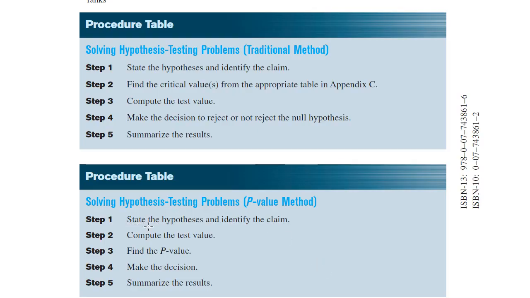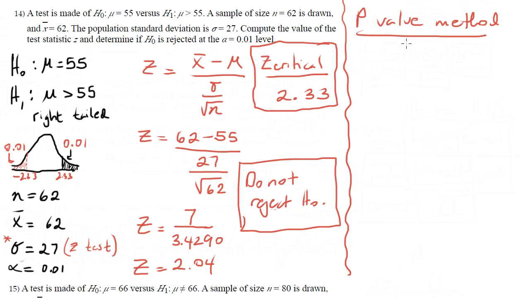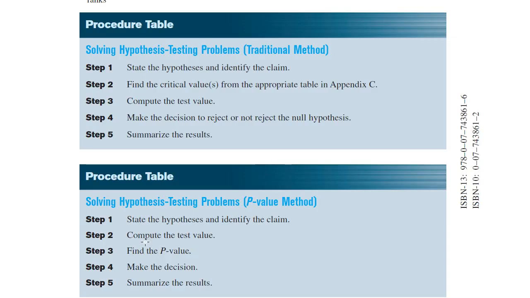The steps. State the hypothesis and identify the claim. That's done. Compute the test value. We did that here, right? So the test value, z equals 2.04. So we've done that, right? You would have to do this calculation in this approach as well. Compute the test value. Did it. This is another approach to doing the same problem. Okay. Next, find the p-value.